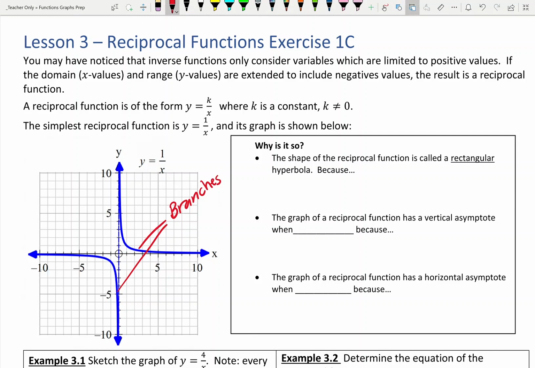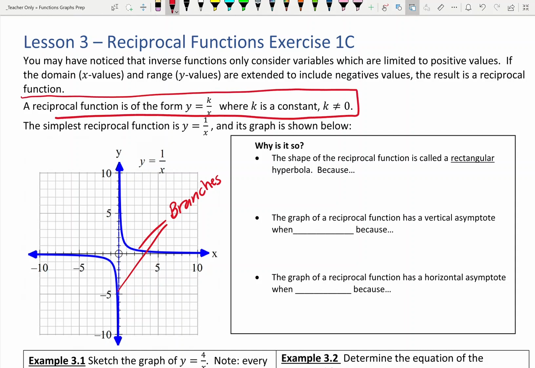And very generally, a reciprocal function has the form of y equals k on x, where k is a constant and k does not equal 0. If k did equal 0, y would be 0 divided by x, which is just 0, and would result in a straight line. In fact, it would just be the x-axis. So k can't equal 0.